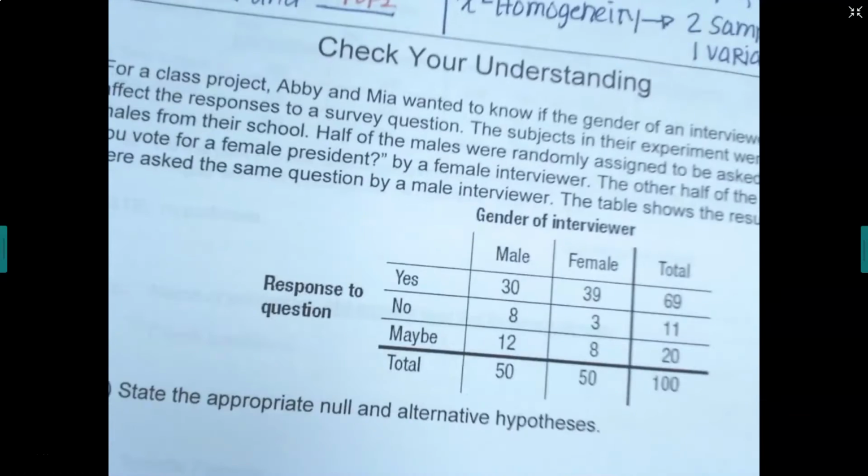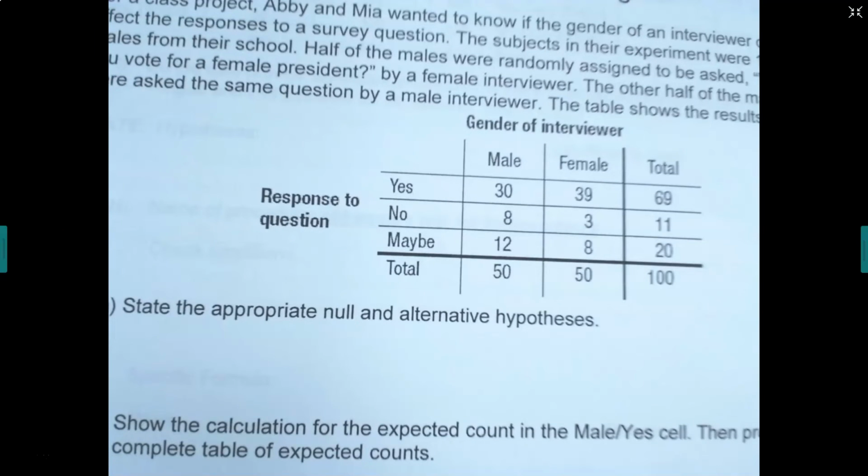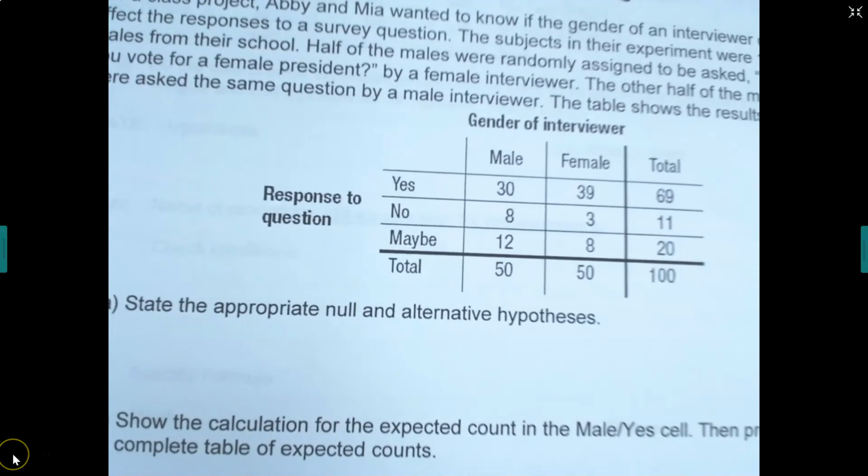Okay, so what I want you to do, try the check your understanding, check the key. Let me know if you have any questions, and I'll see you in class.